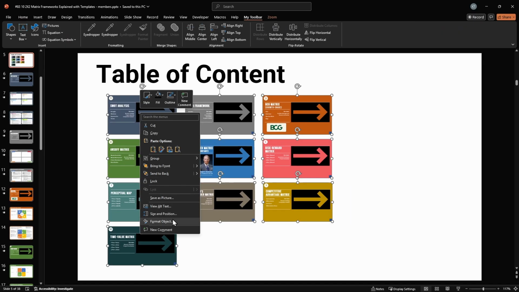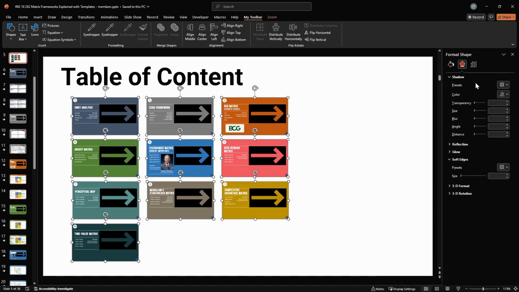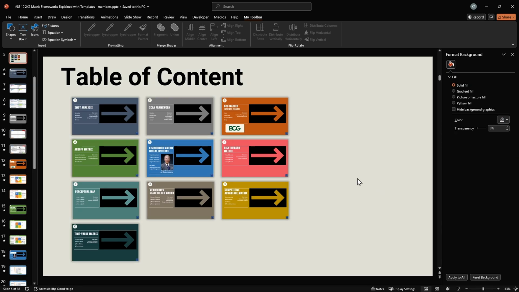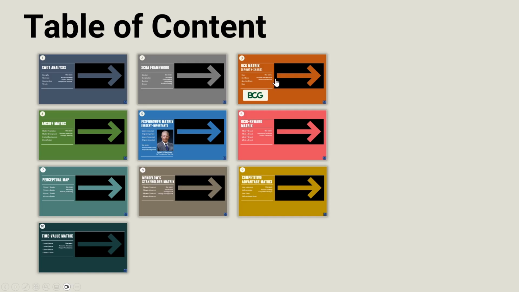We can also add shadow for these thumbnails so they look like they are 3D. Let me color the background to gray color, and you get the idea. Now let's test this out. I'm in the full screen mode.